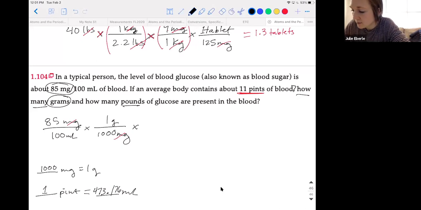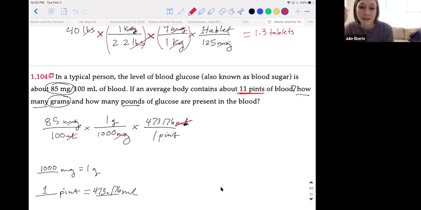Okay, so now we're going to cancel milliliters. 473.176 milliliters for every 1 pint. And then what do we need to do? So right now we have grams per pint because those are the 2 units that do not cancel. What's the last thing here?